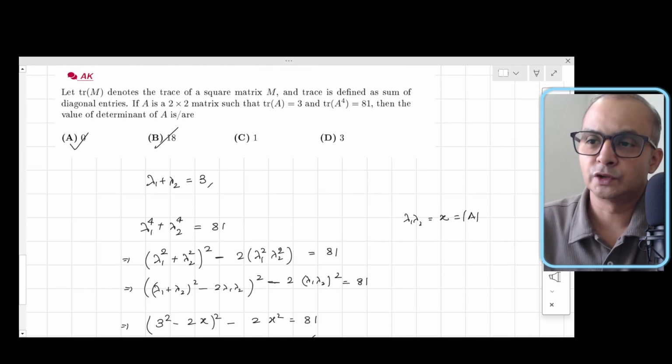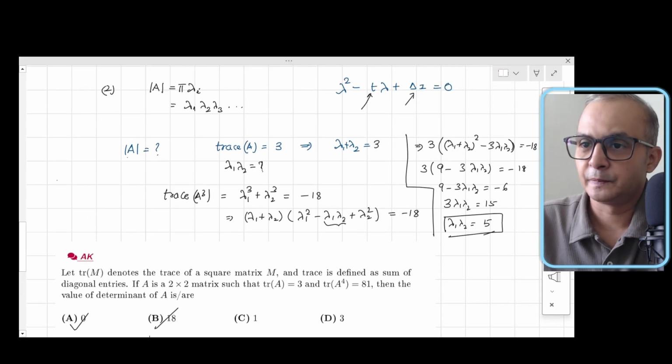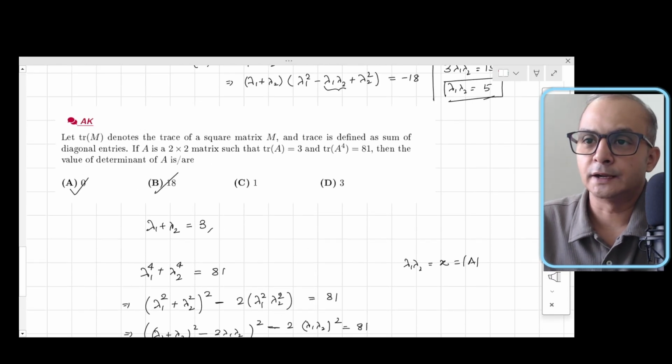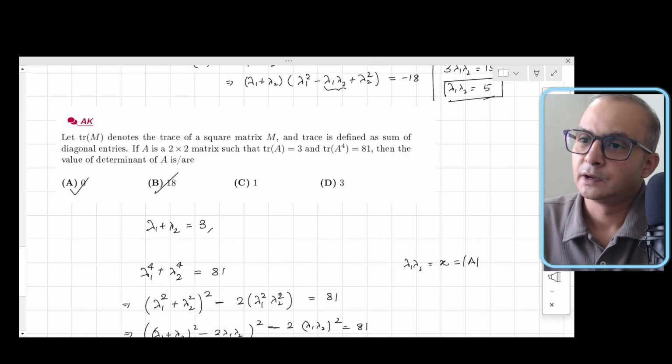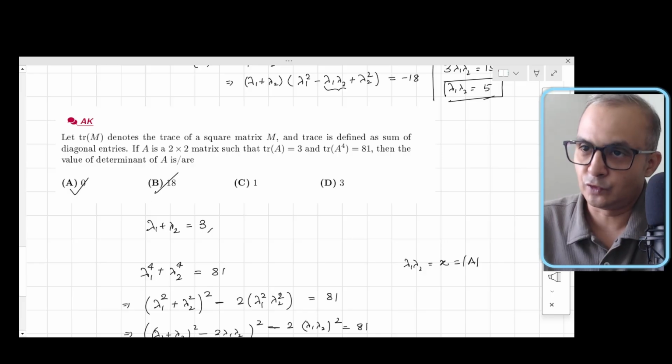This is the profoundness of this method, that we don't have to assume a matrix and multiply it 2 times or 3 times or 4 times.